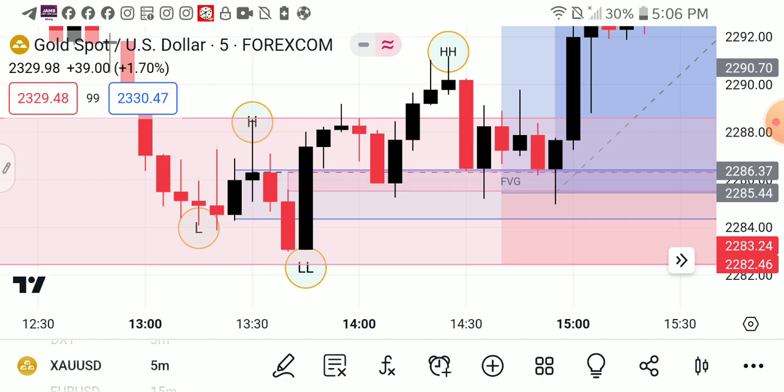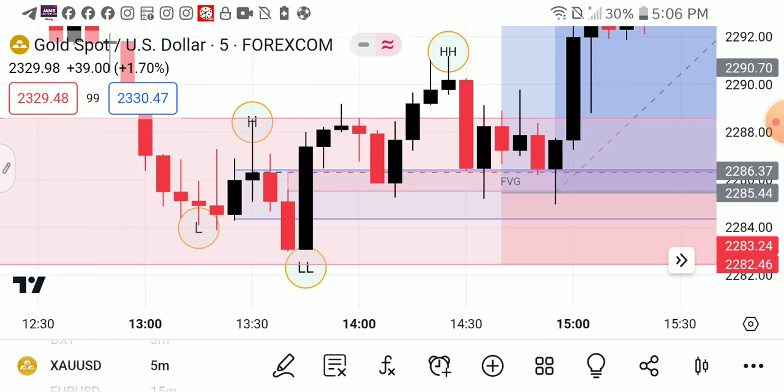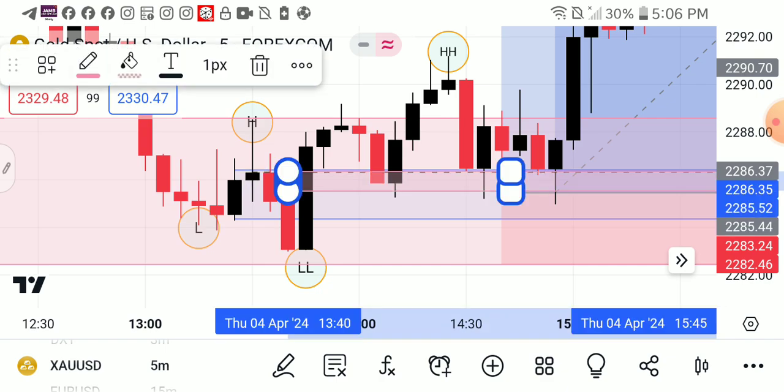So where is the fair value gap in this instance? The fair value gap is here. Let me mark that out. So this red candle, the wick of this red candle, and also the wick of this bullish candle. Can you see that? And I've marked that out already. I didn't want this video to be too long, so I marked that out before the video so you can see it. And what did I do? I also used a rectangle box to mark out the fair value gap.